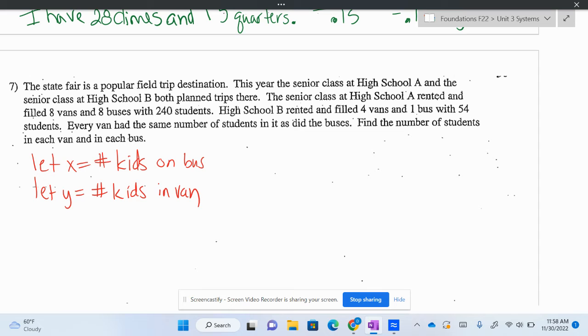So x comes first, right? So how many buses did I take for the first high school? 8 buses, 8x plus. How many vans did I take? 8y. How many kids did I transport? 240. Okay. Let's look at the second school, high school B. How many buses did I take? 1. So that's just x. How many vans did I take? Plus 4y.